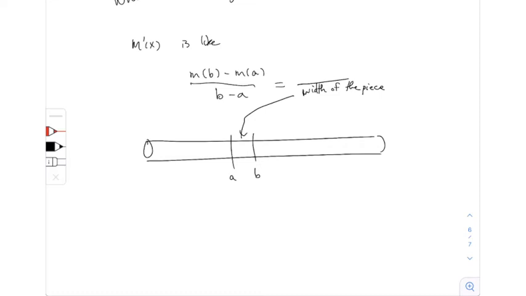And what does the numerator of this fraction represent? M of b minus m of a. M of whatever, remember, means the mass of the whole rod up to a certain point. Can anyone say in simple words what m of b minus m of a would mean in this case? It's the mass of the whole rod up to b minus the mass of the rod up to a.